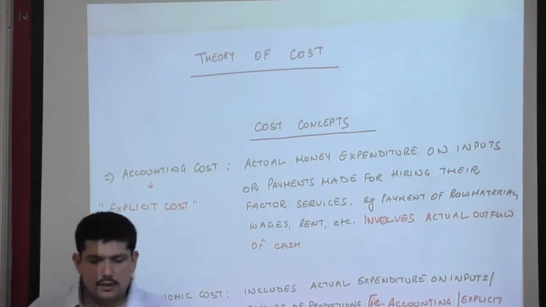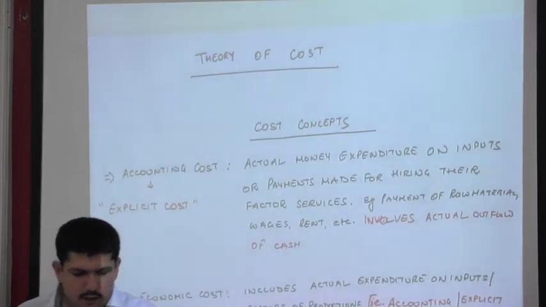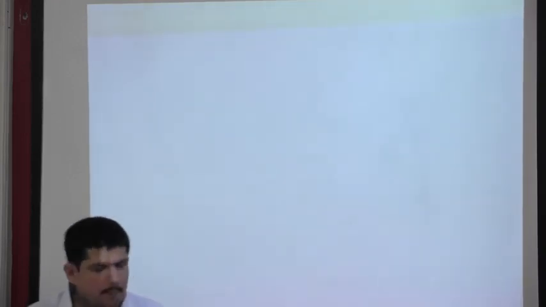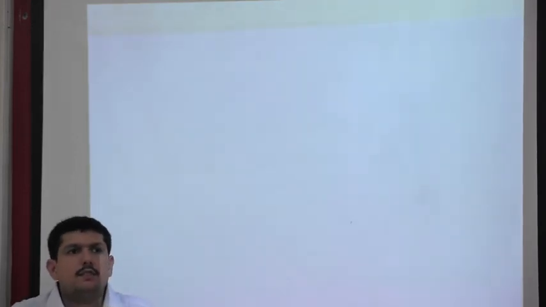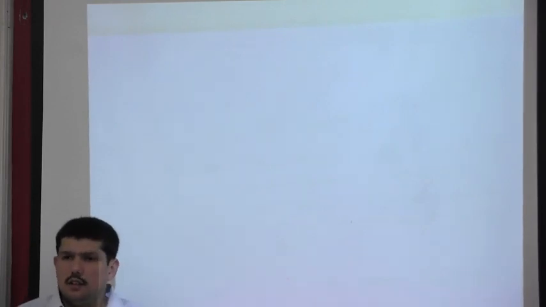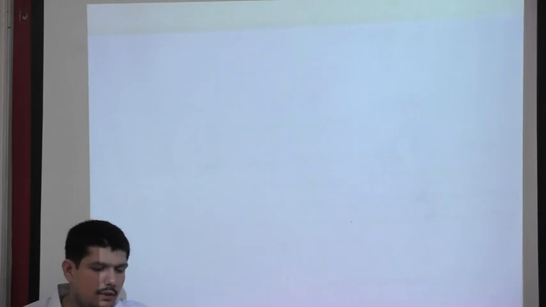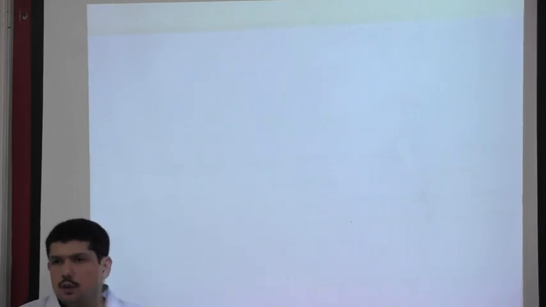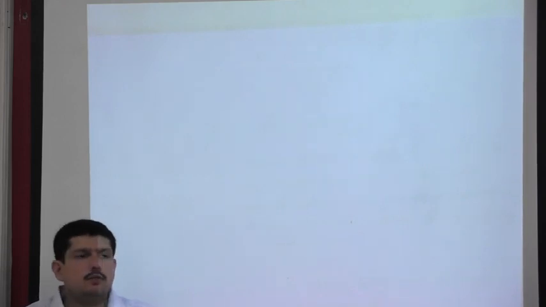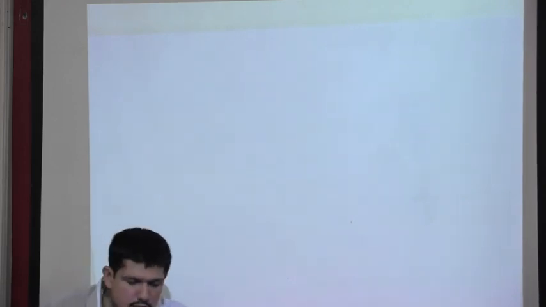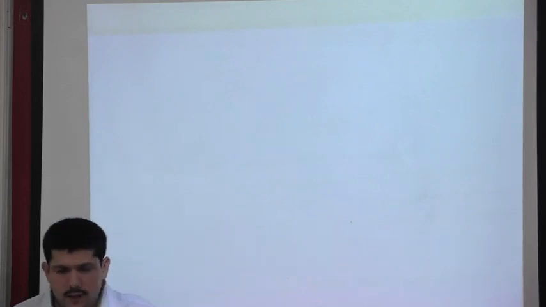See, in the last class, while we were seeing the theory of production, we had understood that basis the production, a firm can divide its period into a short run and a long run, right? And the factors of production can be classified into fixed factors and variable factors, right? So short run mein kya hota hai? There are certain factors of production which are fixed and there are certain factors of production which are variable, right?